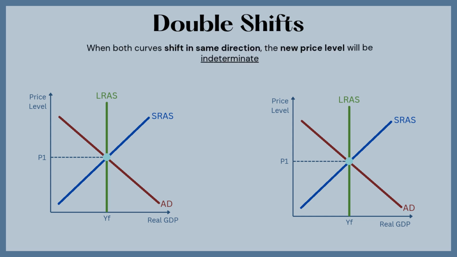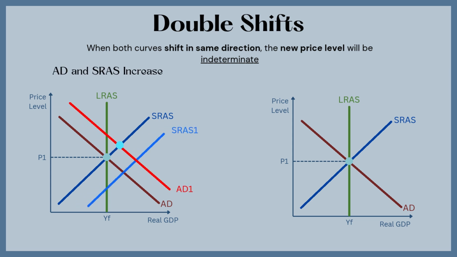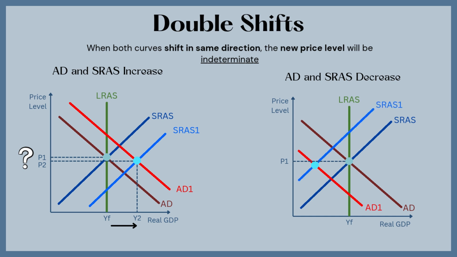When both curves shift in the same direction, the new price level will be indeterminate. When both aggregate demand and short-run aggregate supply increase, both shifts increased real GDP but moved the price level in opposite directions, meaning that it's indeterminate. When both aggregate demand and short-run aggregate supply decrease, both shifts decreased real GDP but moved the price level in opposite directions, meaning that it's also still indeterminate.